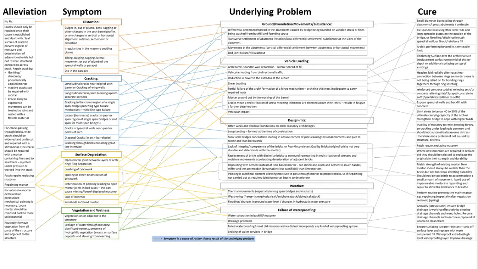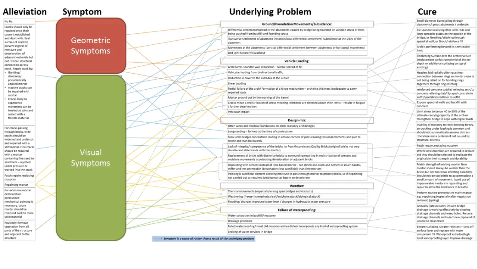and then what you can do to cure that disease or what you can do to treat the symptoms, which are summarized in the 4 different columns of this diagram. So the symptoms can be generally summed up into geometric symptoms, which are deformations in the shape of the structure, and also visual symptoms, which are, say, cracks or spalling on the surface of the structure.